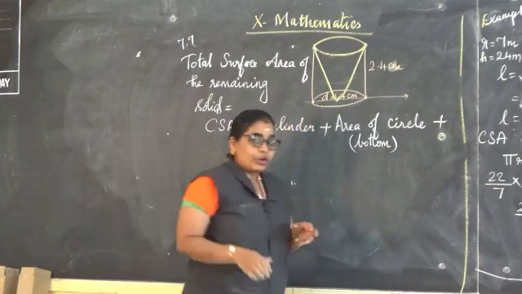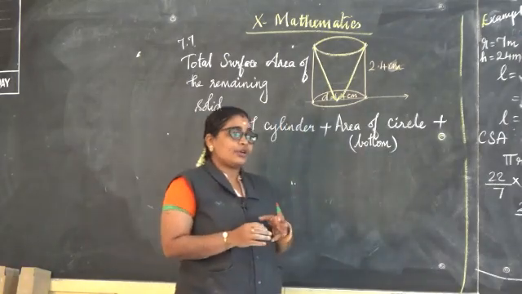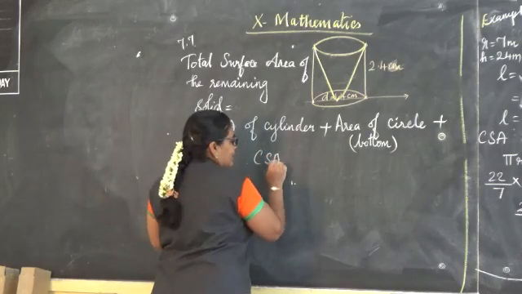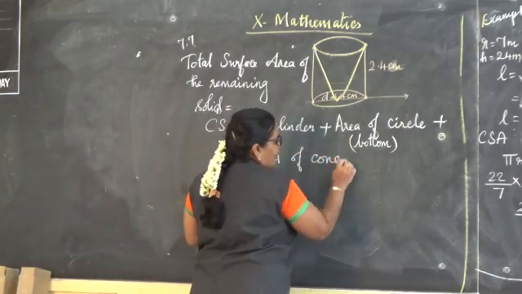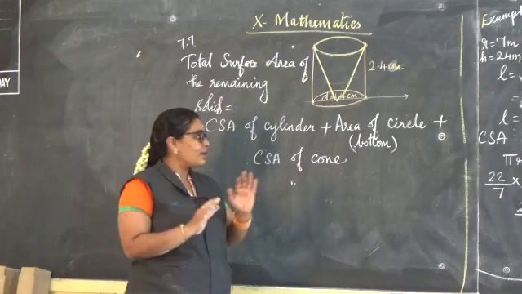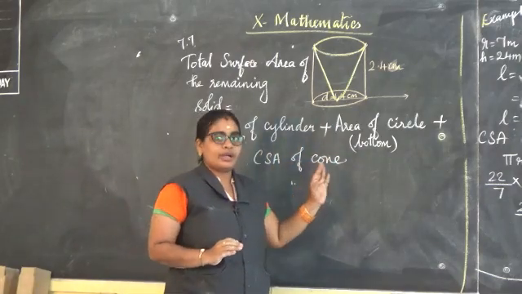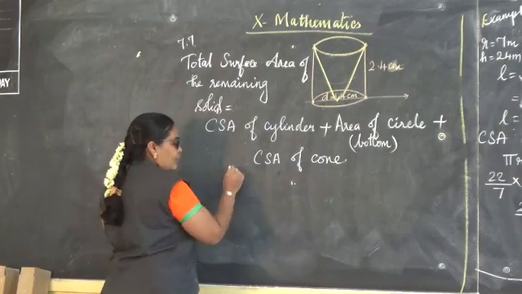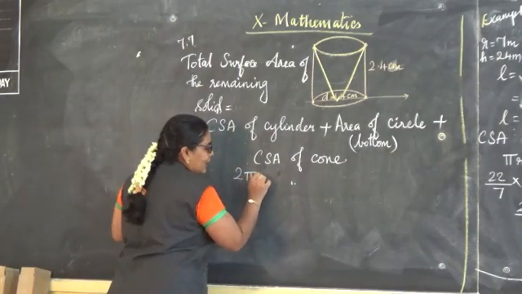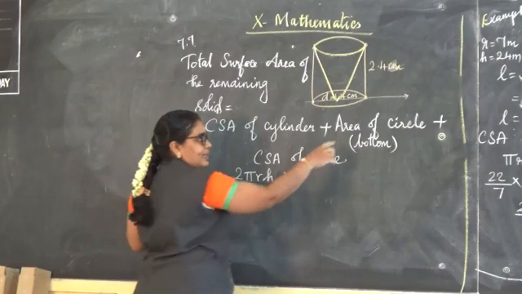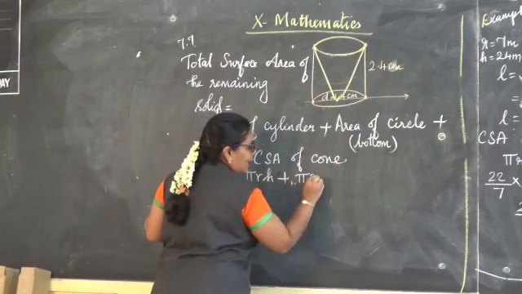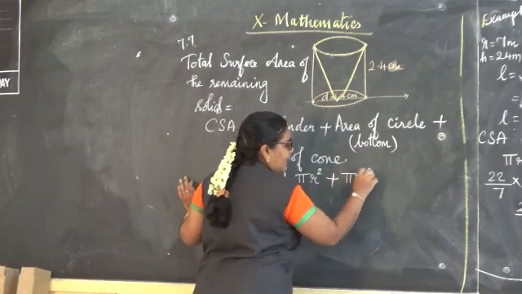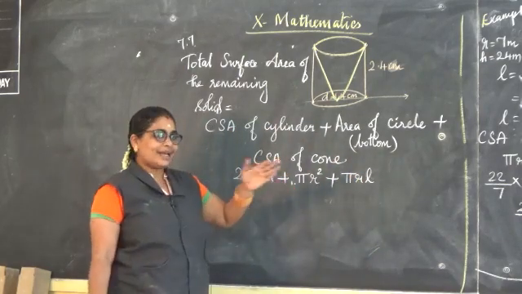Now again, when you look inside it, what is the thing you are going to see? It is just like one cone, and it is nothing but the CSA of the cone. These are the things we are going to add. For all of these, we know the formula and the values. So now the CSA of the cylinder, what will you get? 2 pi r h, plus the area of the circle, pi r square, plus the CSA of the cone, pi r L. Do you know all the values now?